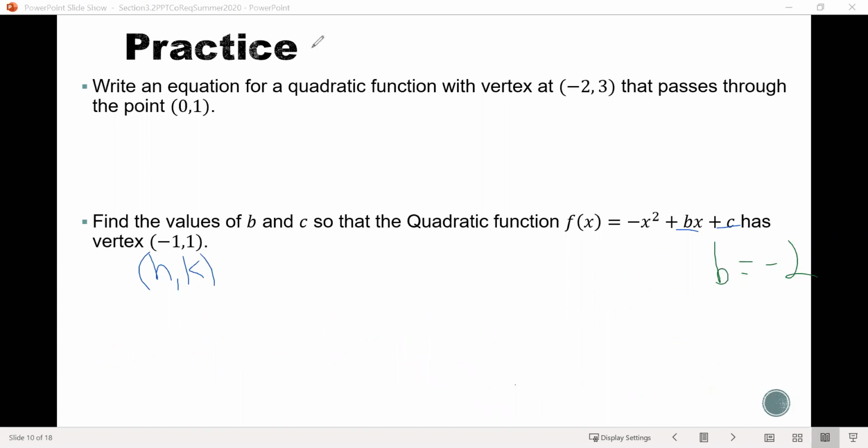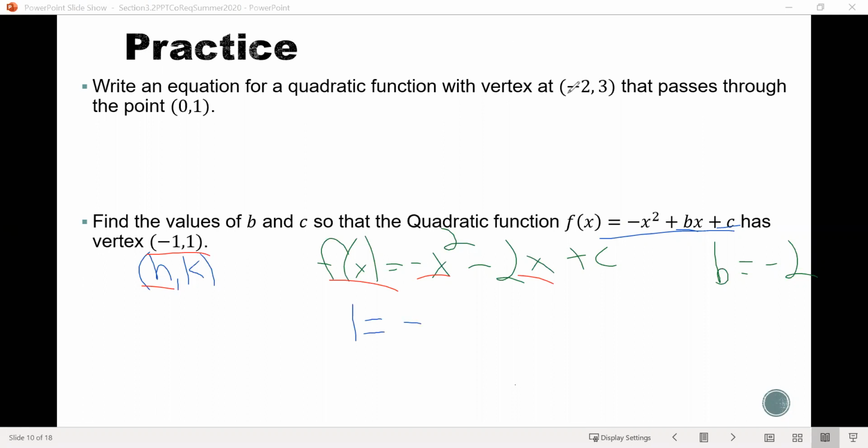Okay, so this equation here now is going to look like f of x equals negative x squared. Again, the value for b, which is minus 2x, and we need to find c now. And we can actually go back to our vertex here, because we haven't used the value for k, and we can still use the value for h, because we know if we plug in negative 1 for x here, we should get 1 as the output. So we can substitute that stuff in.